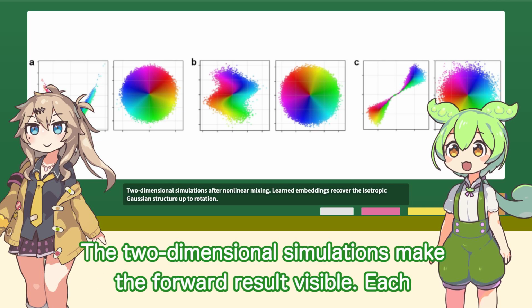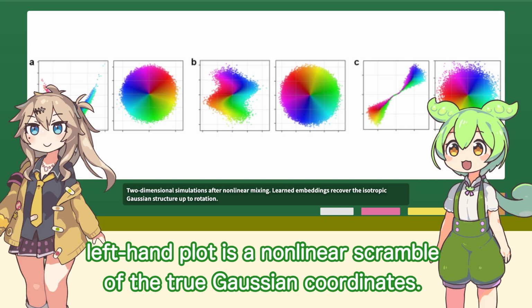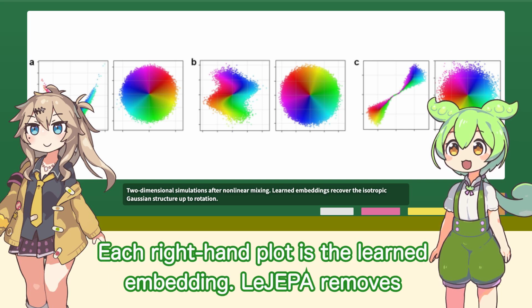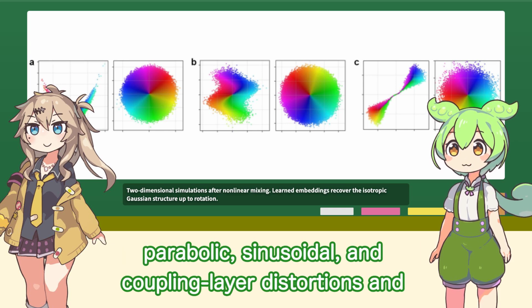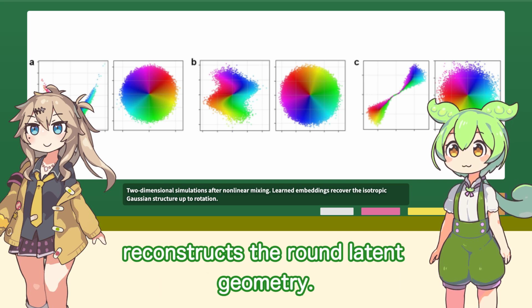The two-dimensional simulations make the forward result visible. Each left-hand plot is a nonlinear scramble of the true Gaussian coordinates. Each right-hand plot is the learned embedding. LeJEPA removes parabolic, sinusoidal, and coupling layer distortions and reconstructs the round latent geometry.